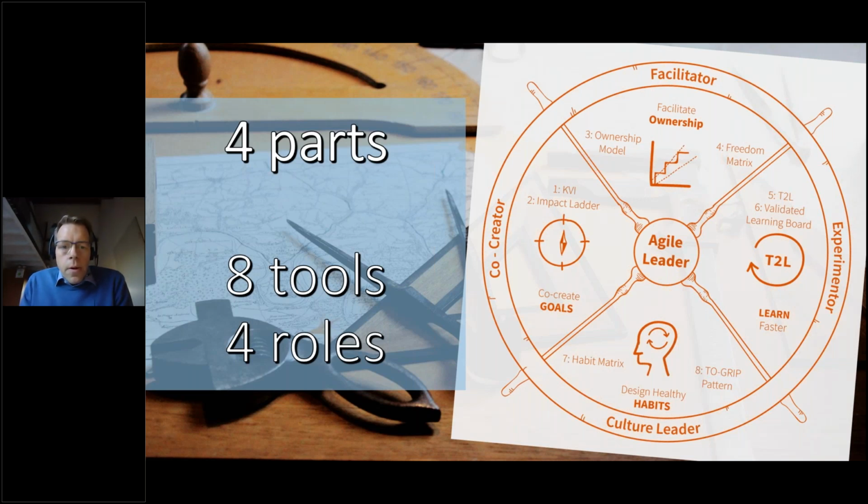So during this webinar, we will talk about the first 2 parts. We will talk about co-creating goals, and we will talk about facilitating ownership, and we will briefly hit creating the right culture as a leader.